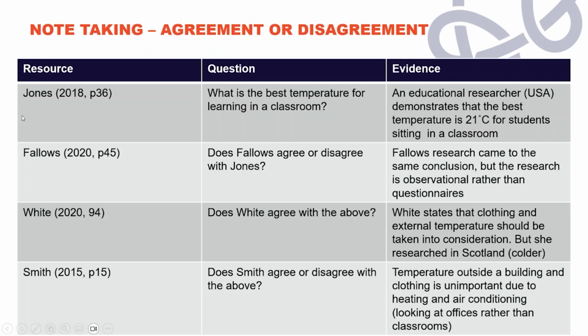For example, on the second row, we've got Fallows. Our question is, does Fallows agree or disagree with Jones? And then we put our evidence in the right-hand side column. Equally, we do the same thing with White and Smith. That allows us to visually see where the argument is going, and we can see that we are critiquing all the different views there. So that's a really useful template.